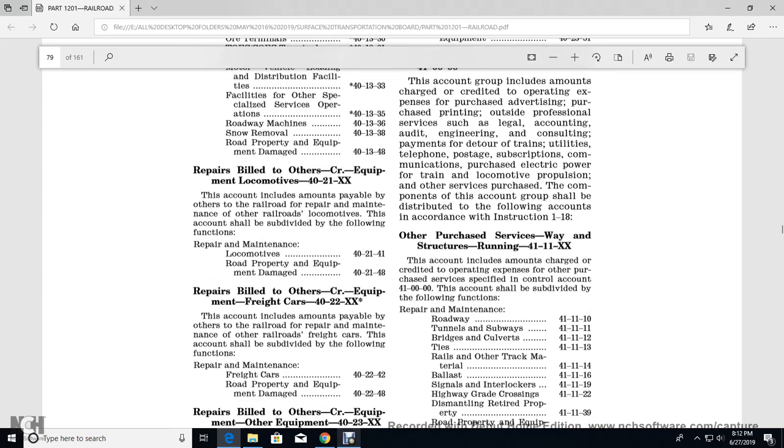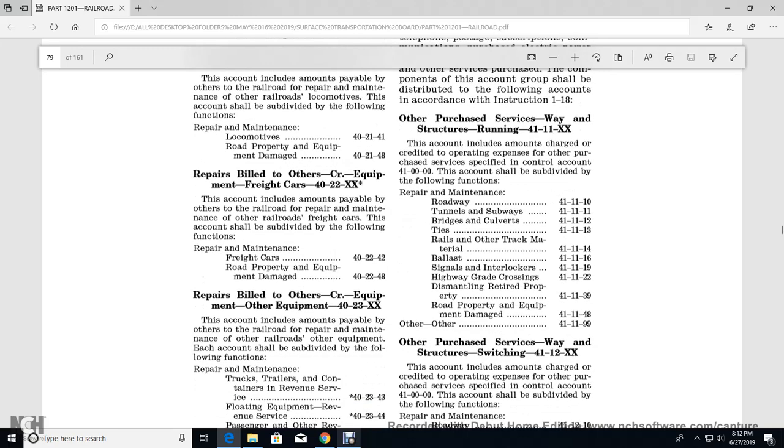The account includes the amount of the credit of the operating expense for the purchase of the services specified and controlled by the account 410000, and is subdivided the following function: repair function, maintenance for the roadway, tunnels, subway, the bridges, culvert, the railway, rails, other track material, the ballast, signal, interlocking, highway grade crossing, dismantling, retired property, road property with equipment and property, other.